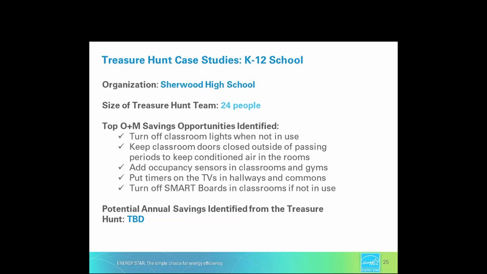When we talk about those O&M savings, they are pretty simple: turning off classroom lights when you're not using them, keeping classroom doors closed when classes are going on to keep the classrooms air conditioned, adding occupancy sensors where appropriate, putting timers on TVs, turning off any smart boards in the classrooms if they're not being used. And again, the more people you have on your treasure hunt team, and especially the more folks who come from outside of a formal energy background, the greater the opportunity that you're going to identify cool, new, creative ideas that might not have otherwise been apparent.